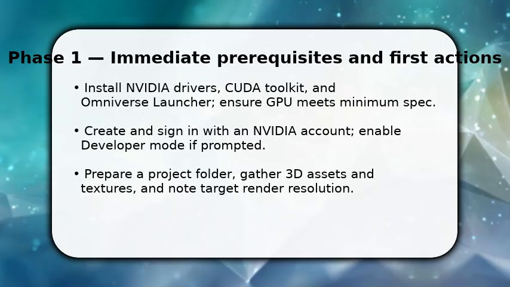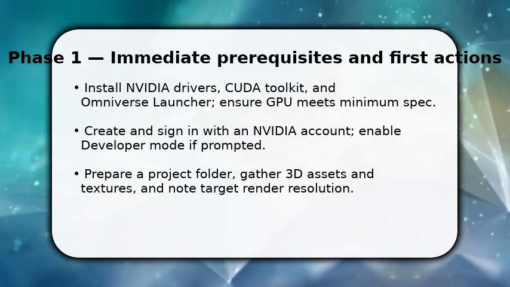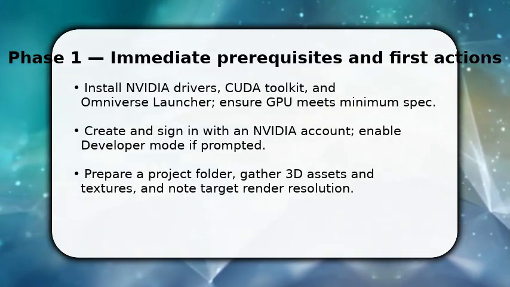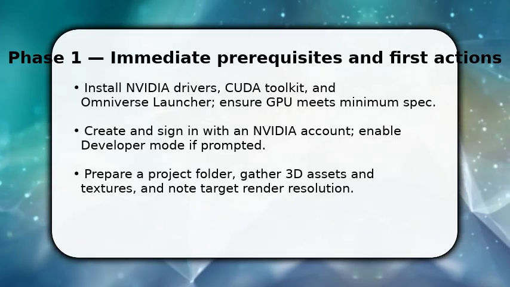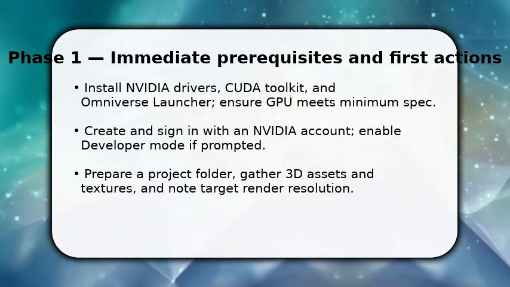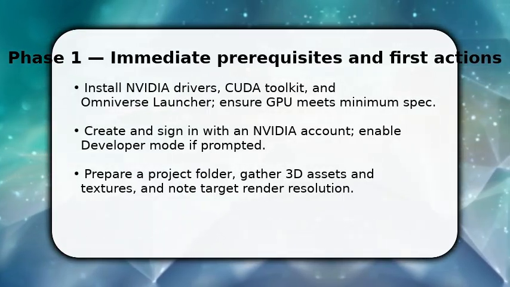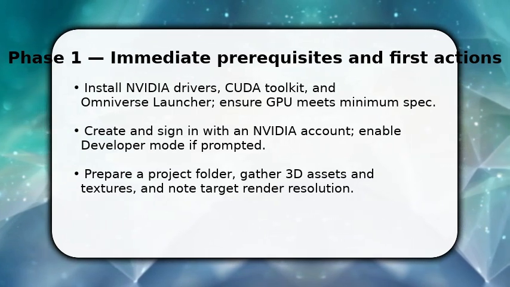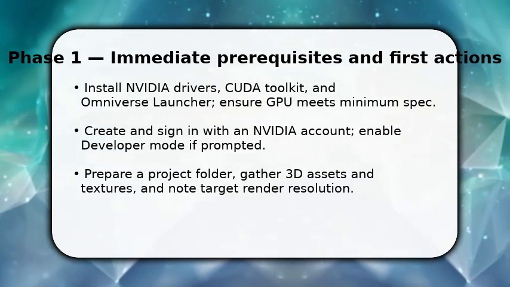Next, create a project folder and import 3D assets and textures so everything is organized. Make sure your GPU has enough RAM for the planned scene. This reduces crashes and long export times. Now you're ready to open Omniverse and create a new stage.